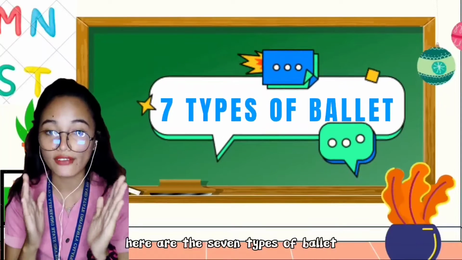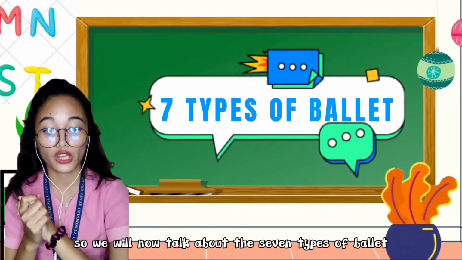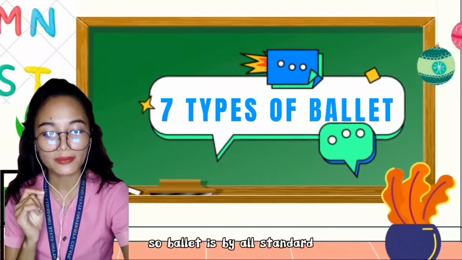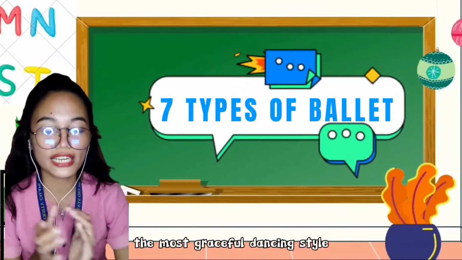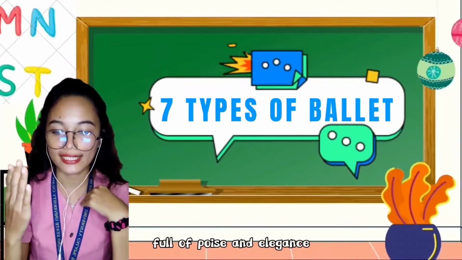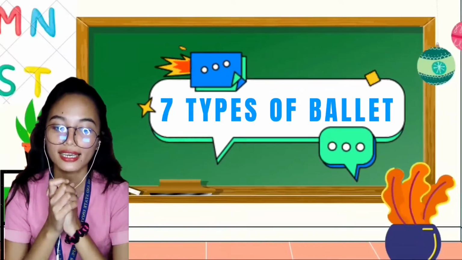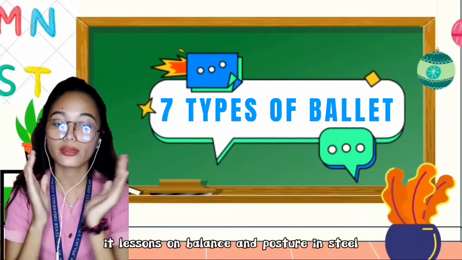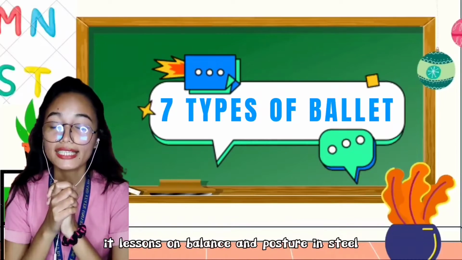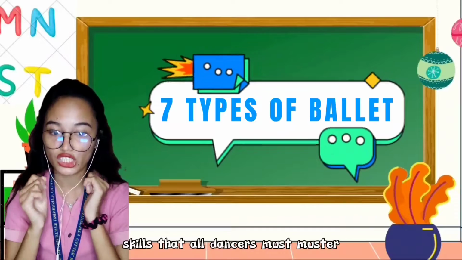Here are the 7 types of ballet. So we will now talk about the 7 types of ballet. Ballet is by all standards the most graceful dancing style, full of poise and elegance. It is arguably the foundation of all dances. Its lessons on balance and posture instill skills that all dancers must master.